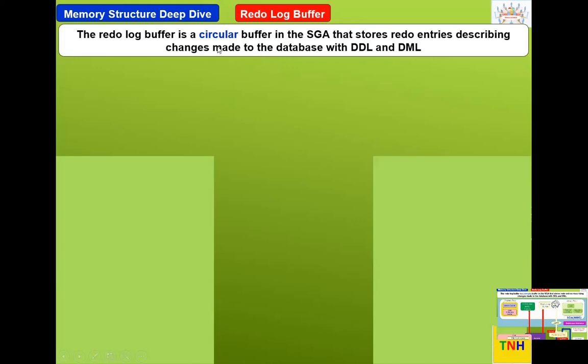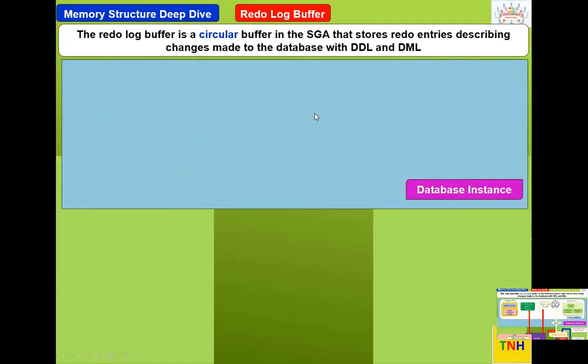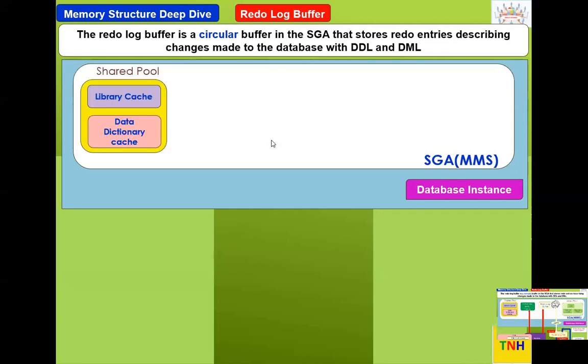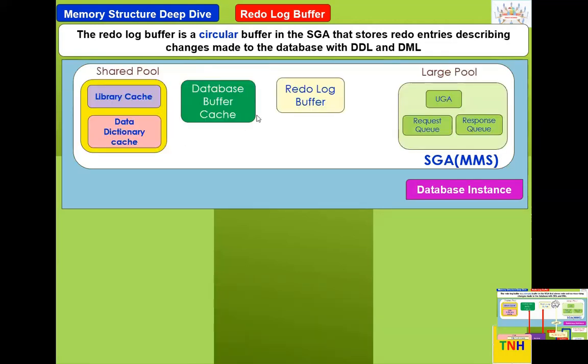Circular buffer is another thing, so let's try to understand it. Let's go to the picture because it explains that clearly. You can see the circular buffer in the picture. Let's go into the shared pool. We know redo is a component in the SGA, the System Global Area. So there comes redo.